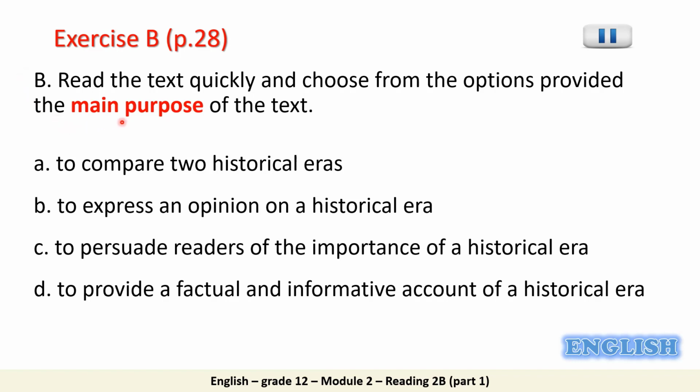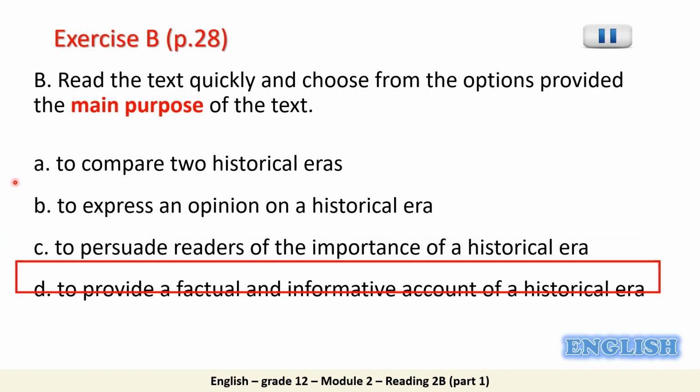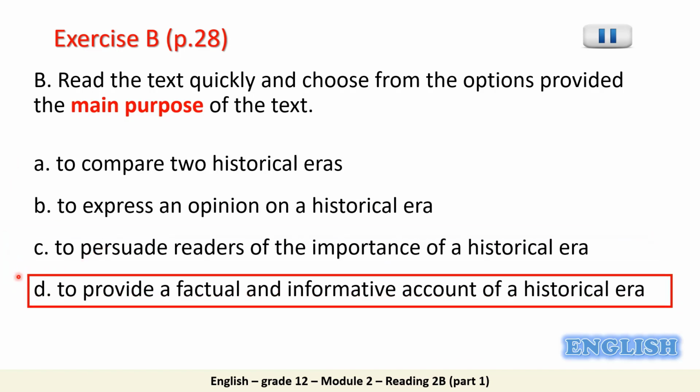Well, the question is asking you to choose the main purpose of the text or the main reason why the text is written. So, which of these do you think is the answer to the question? Excellent. It is option D. And can you give me a reason why D is the right answer? Excellent. And here we've got the purpose is to provide, to give facts and information about a certain historical era, and it is the golden age of Islam.